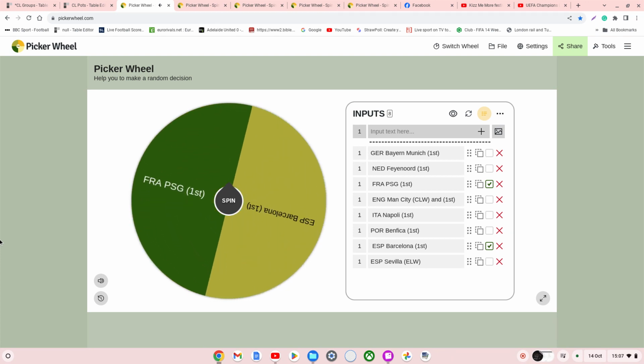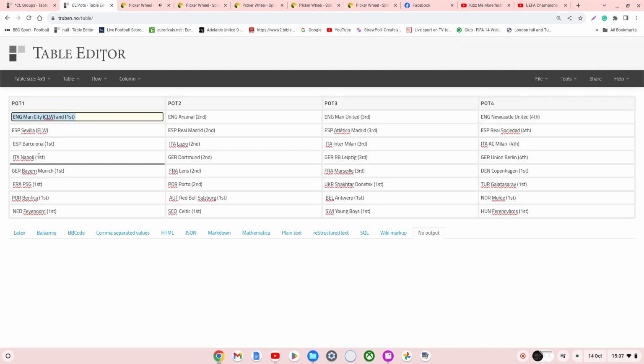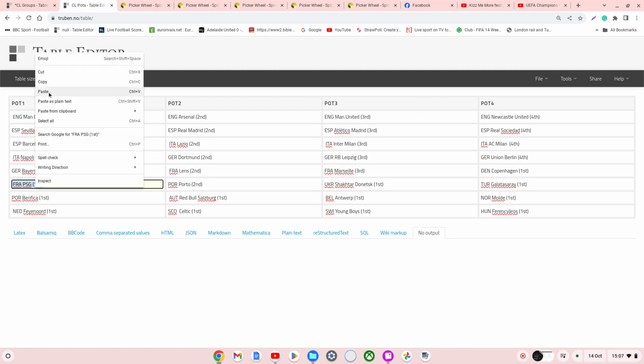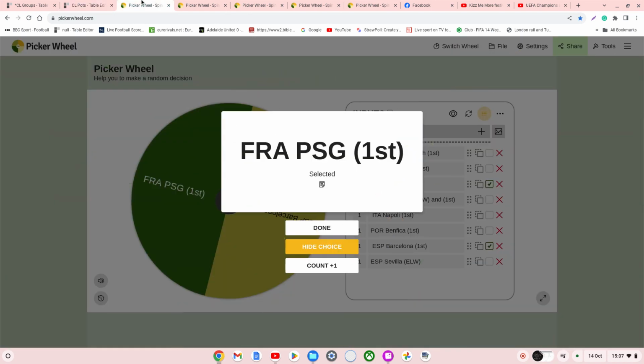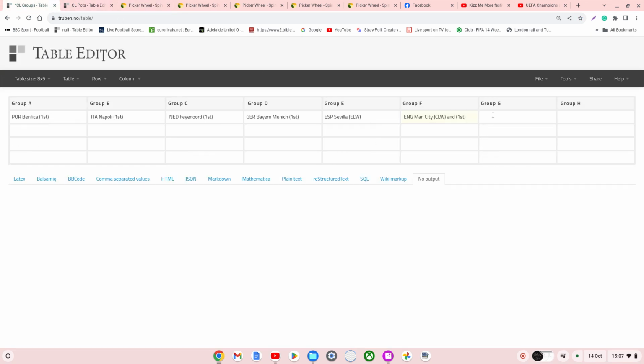And it's PSG, the French champions who won the league in France. Paris Saint-Germain won the league, and the French champions will be heading to Group G.